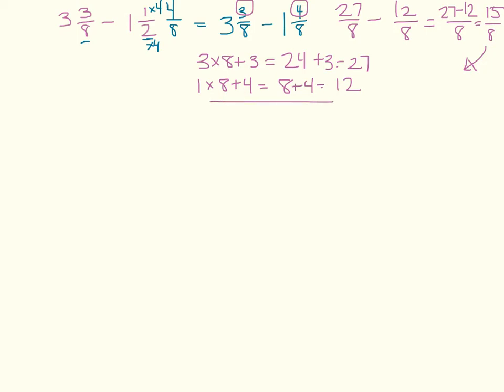I'm going to take 15. I know that I can get one group of 8 out of that. Okay, so that would be 8. 15 minus 8 equals 7. So I'm going to have 1 whole and 7 over 8.